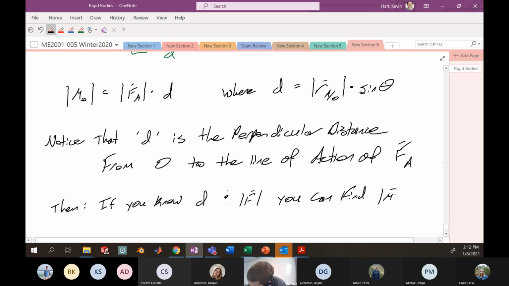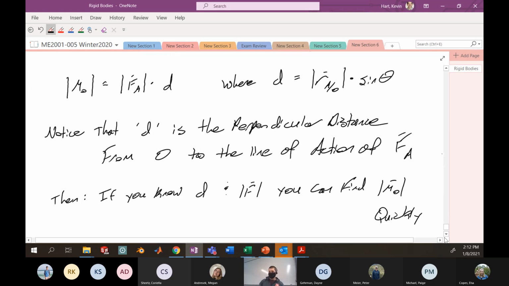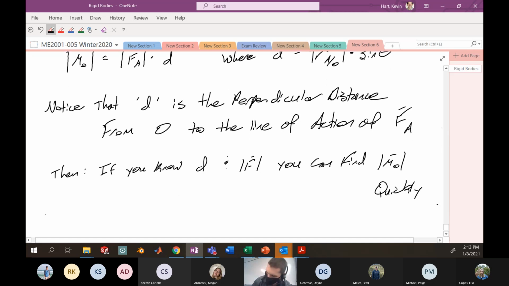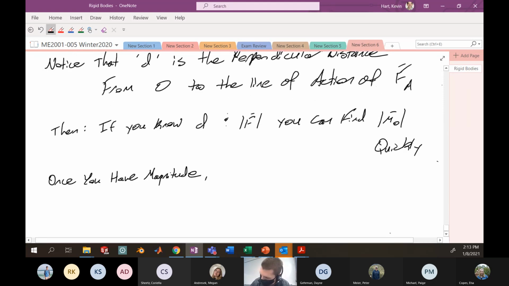So you can find this magnitude quickly. It's just d times the magnitude of F. So if it's an 800 Newton force, and you happen to know the perpendicular distance to the line of action, quick calculation, right? Once you have the magnitude, you can get direction with right-hand rule.